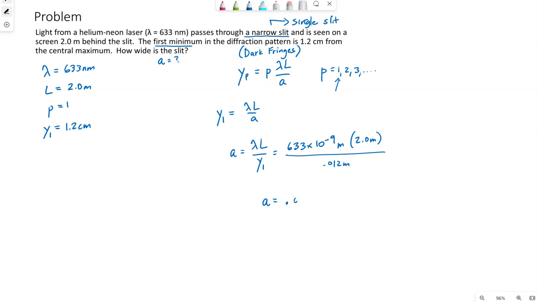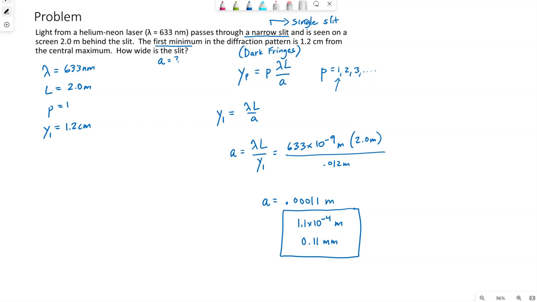So my calculator, let's see, we have 2 sig figs. So my calculator is telling me 0.00011. It would be appropriate to either put this in scientific notation or write it in terms of a prefix. Since the question doesn't specify what units to leave it in, either one would be appropriate.